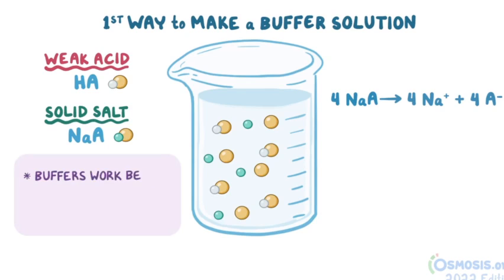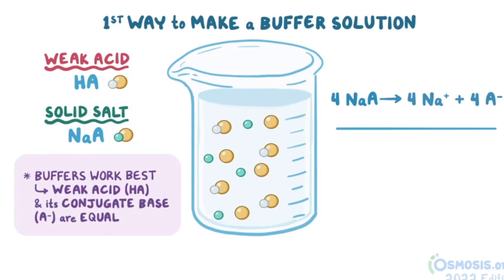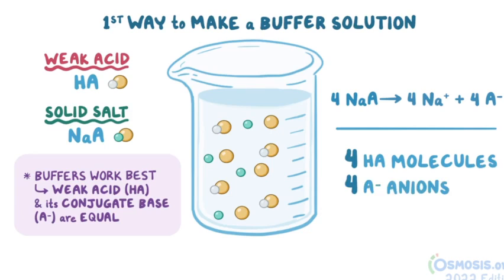Buffers work the best when the concentrations of the weak acid and its conjugate base are equal. Since we have 4 HA molecules and 4 A- anions in solution, we have a good buffer solution. There are also 4 sodium ions present in the solution. However, sodium ions don't react with water. Since the sodium ions don't react with water, they don't affect the pH.